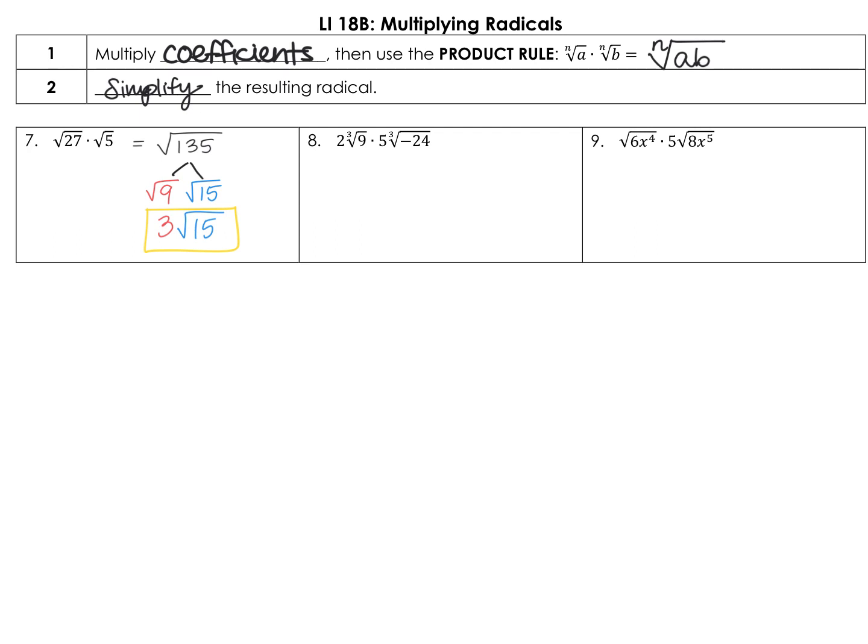Okay, so algebra 2. All right, look at the second one. There's a dot in between. Again, that means multiplication. You multiply the outside numbers to the outside numbers. So 2 times 5, 10. Okay, now you multiply the inside numbers. This is a cube root, so make sure you get that. It's a cube root of whatever 9 times negative 24 is. Yeah, negative 216. Don't lose the negative.